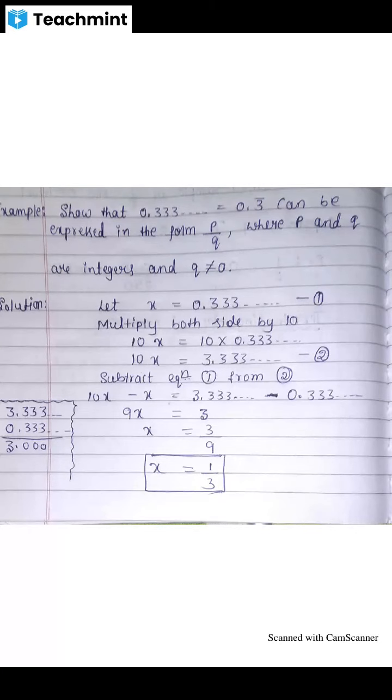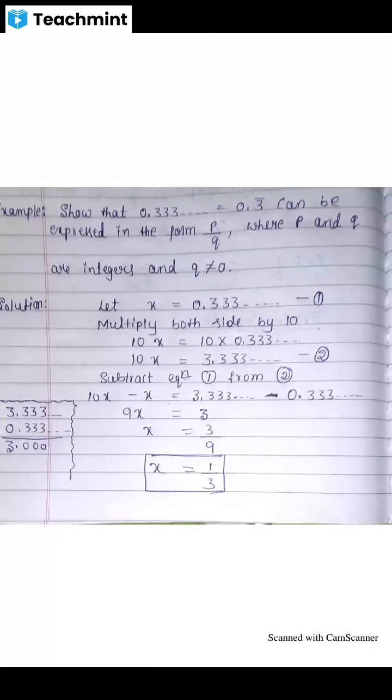Now we are dealing with one new topic, that is how to express non-terminating recurring decimals into p by q form. For that, I took one example problem. What is that example problem?